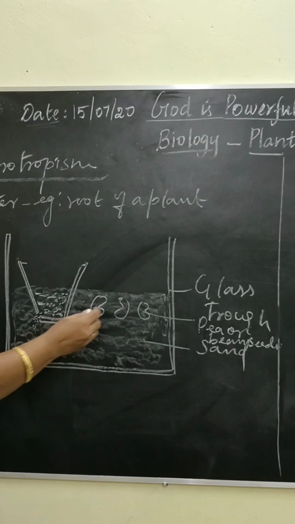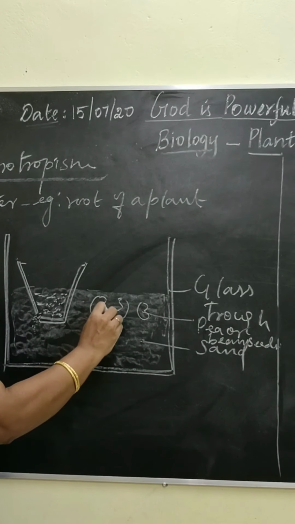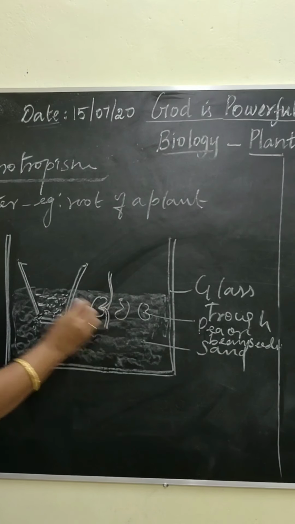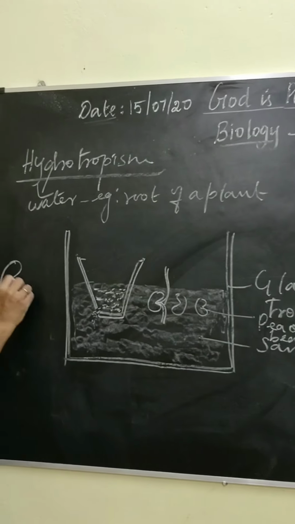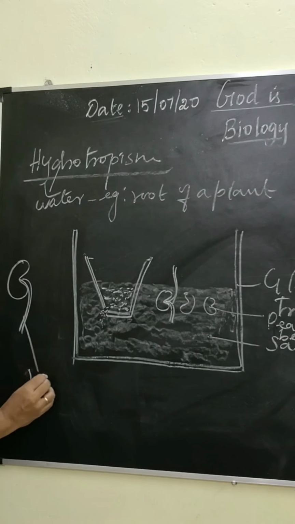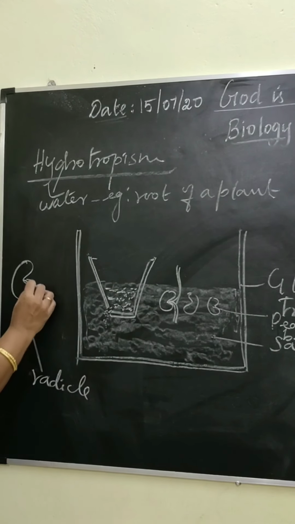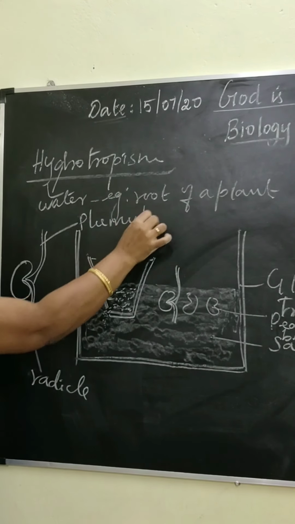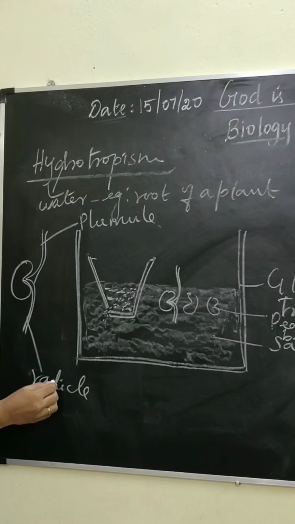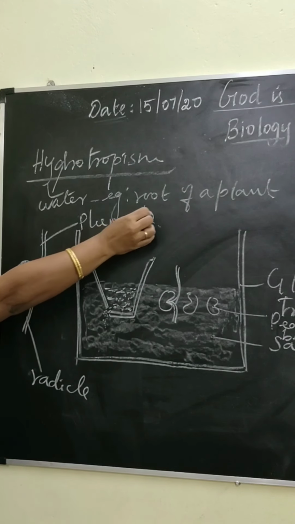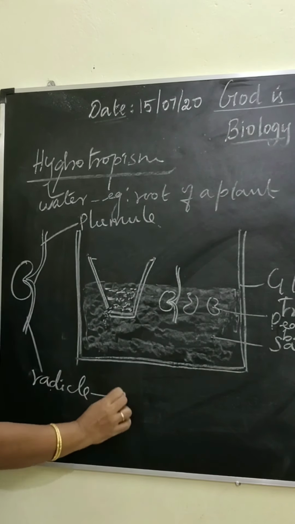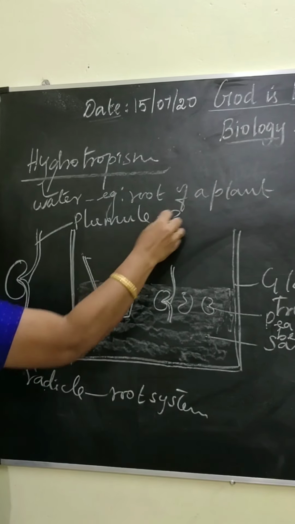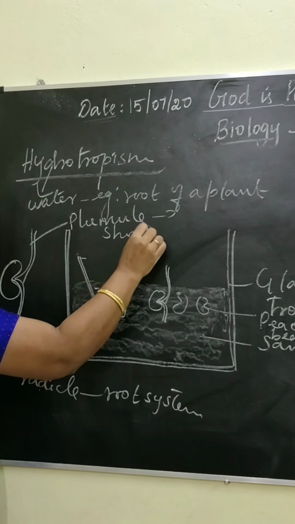Yes. After 3 or 4 days, you can see the growth. What is this? This is radicle. This is plumule. The radicle grows into the root system. The plumule grows into the shoot system.